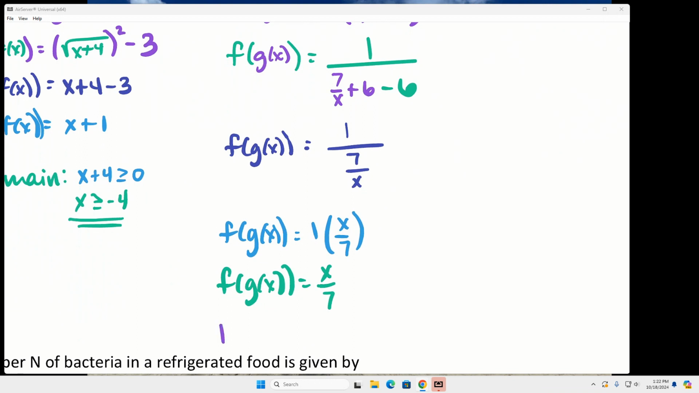So when we find the domain, like I have been saying, we cannot just look at that final answer because that one would have all real numbers. We have to look at the whole problem. And so here and here, if x was 0, you would have 0 in the denominator, and we can't have that. So x cannot equal 0 is your domain.